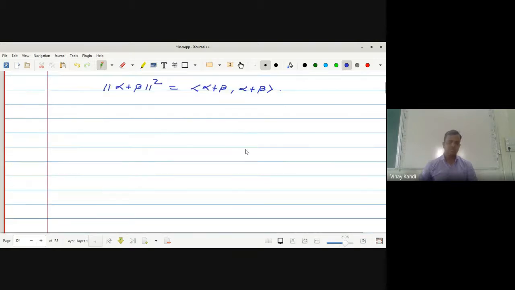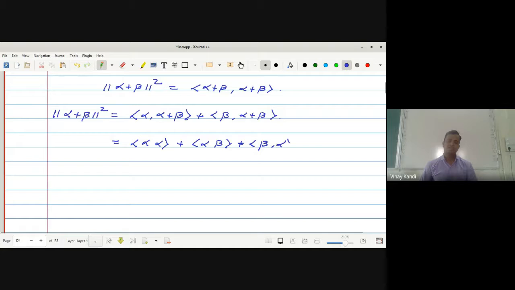Now using the linearity property, the left hand side, norm square of alpha plus beta, is equal to the inner product of alpha with alpha plus beta, plus the inner product of beta with alpha plus beta. Is it correct? So this is equal to inner product of alpha with alpha plus alpha with beta plus beta with alpha plus beta with beta.